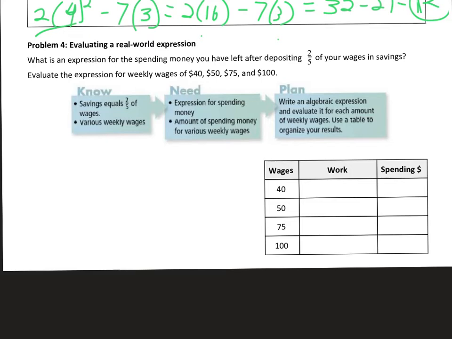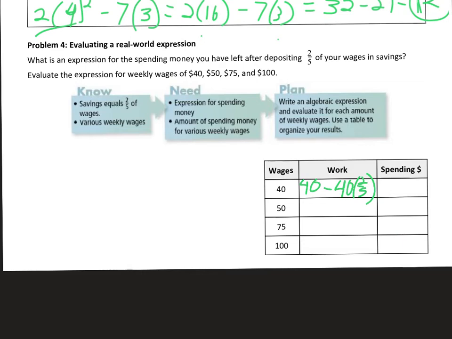So what that means is we are depositing 2/5 of our wages. So that means I'm going to find 2/5 of what I make, and I'm going to subtract that from what I make. So I'm going to take my wages and I'm reducing them by my wages times 2/5. Okay, I'm taking out 2/5 of my wages.